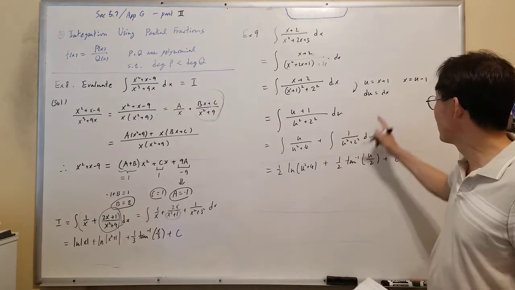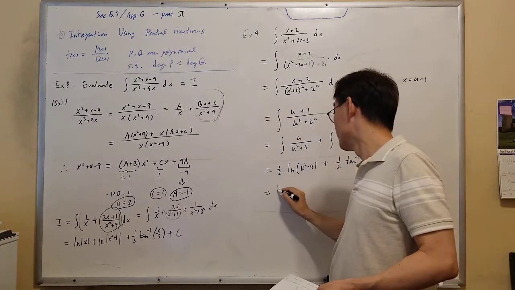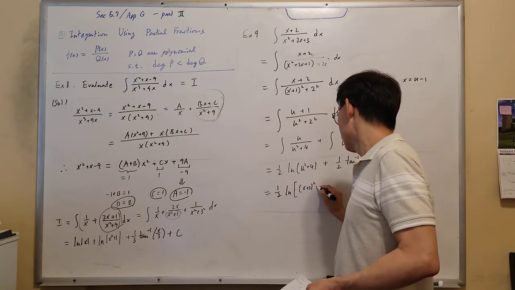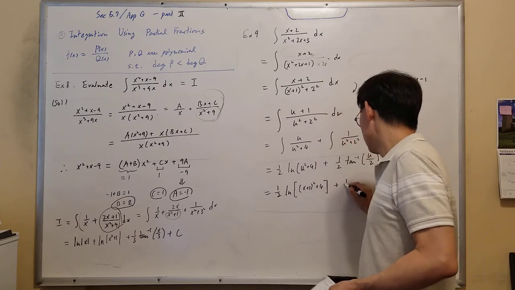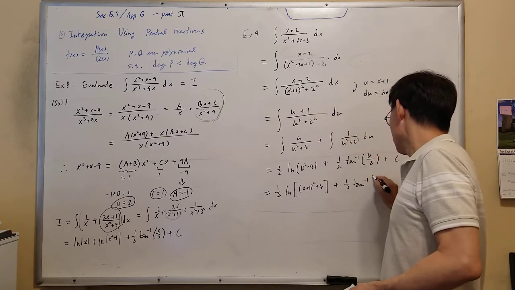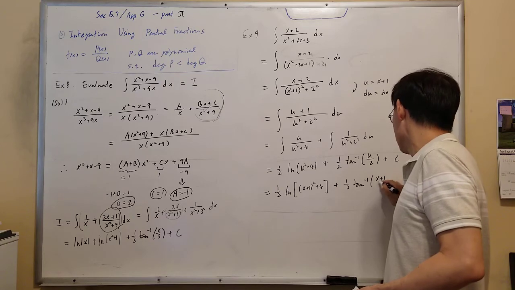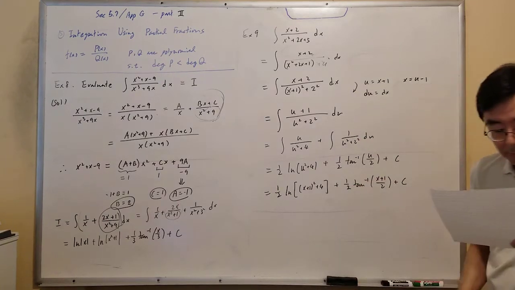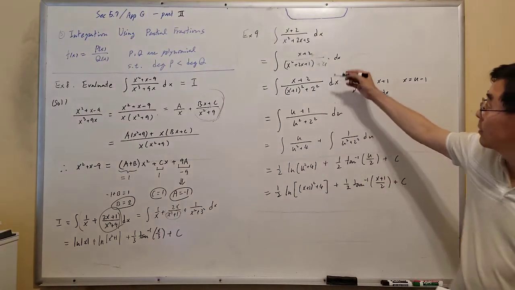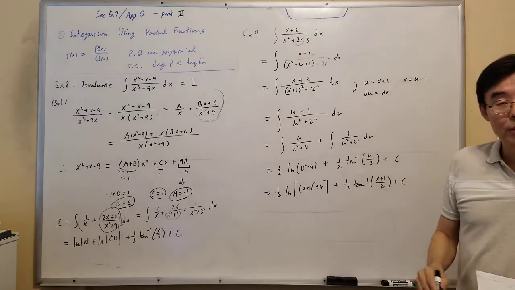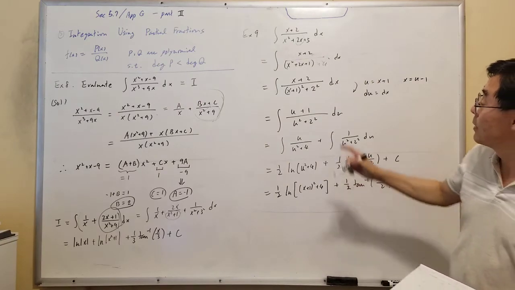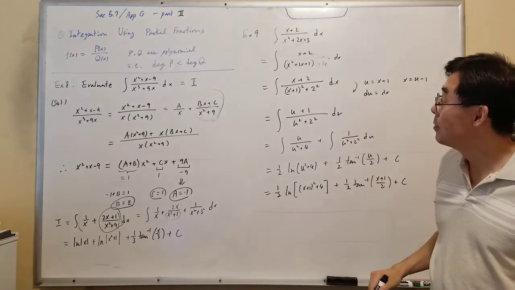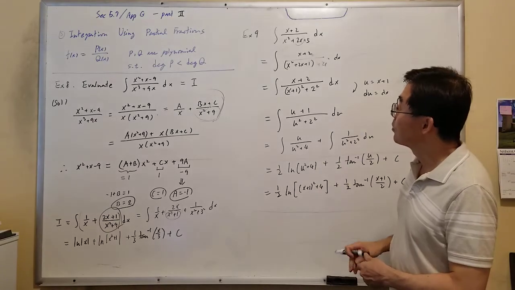Okay, and going back to x plus 1: x plus 1 squared plus 4, and tangent inverse of x plus 1 over 2. Okay? This is how we handle it when the denominator has a linear term. Just completion of square.